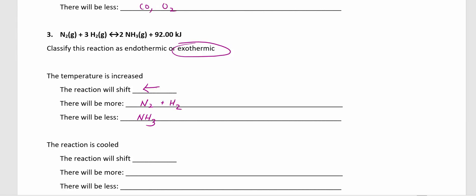If we cool the reaction, then we are decreasing this product. We shift to replace that heat. We're going to shift right. So there will be more NH3 and there will be less N2 and H2.